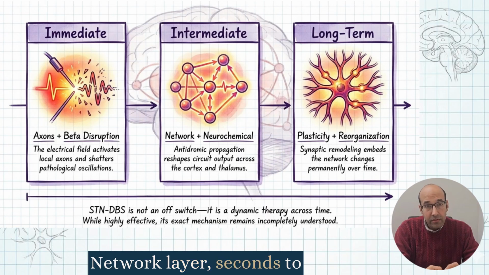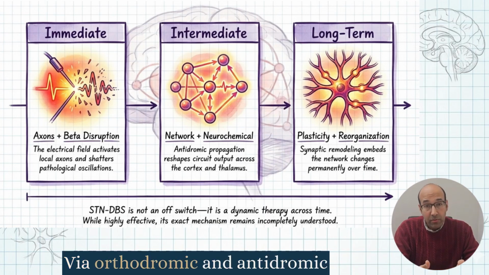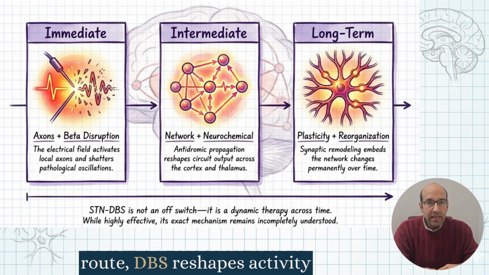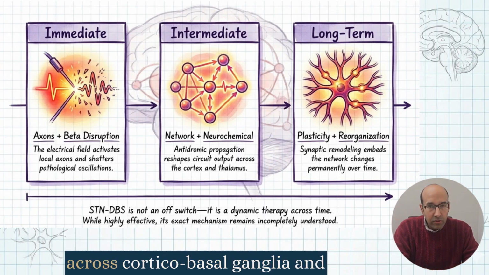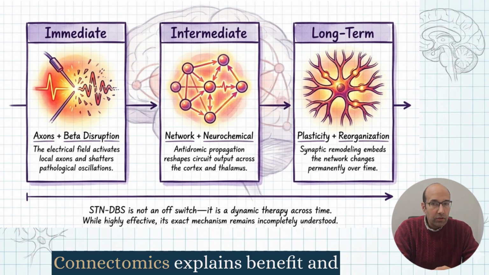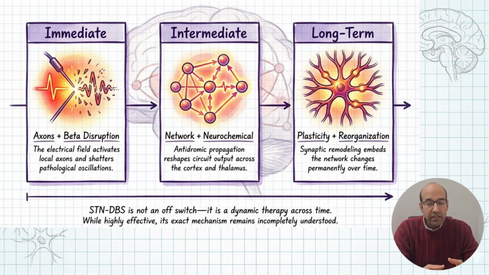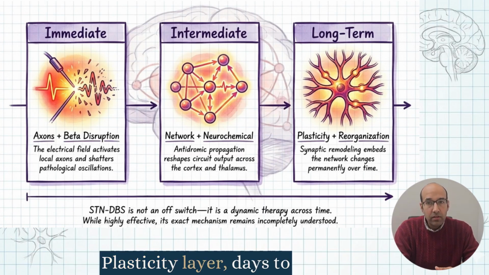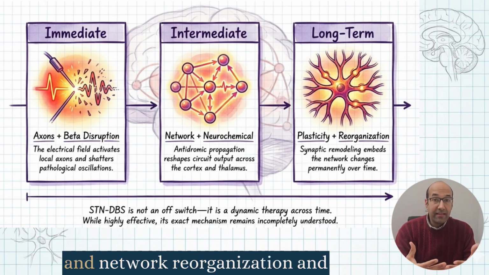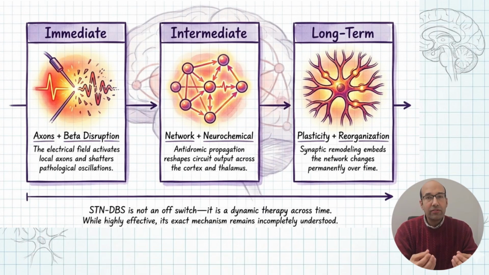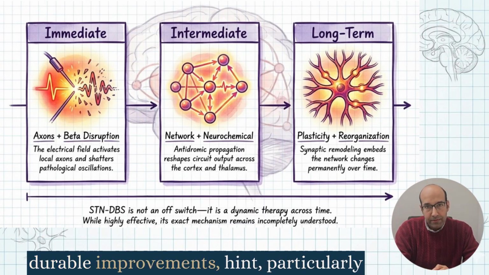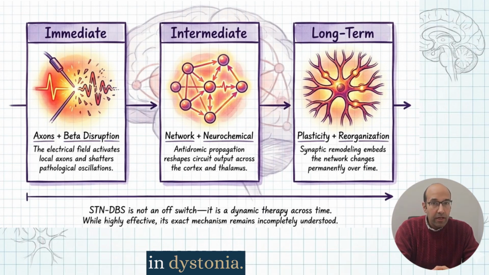Network layer, seconds to hours. Via orthodromic and antidromic pathways, especially the hyperdirect route, DBS reshapes activity across cortico-basal ganglia and cerebellar networks. Connectomics explains benefit and side effects. Plasticity layer, days to months. Chronic stimulation induces synaptic and network reorganization and neurochemical changes, supporting slow, durable improvements, particularly in dystonia.